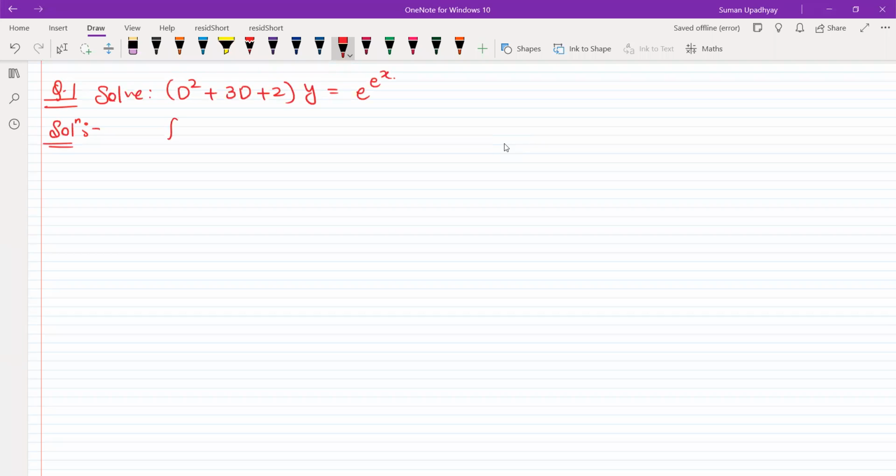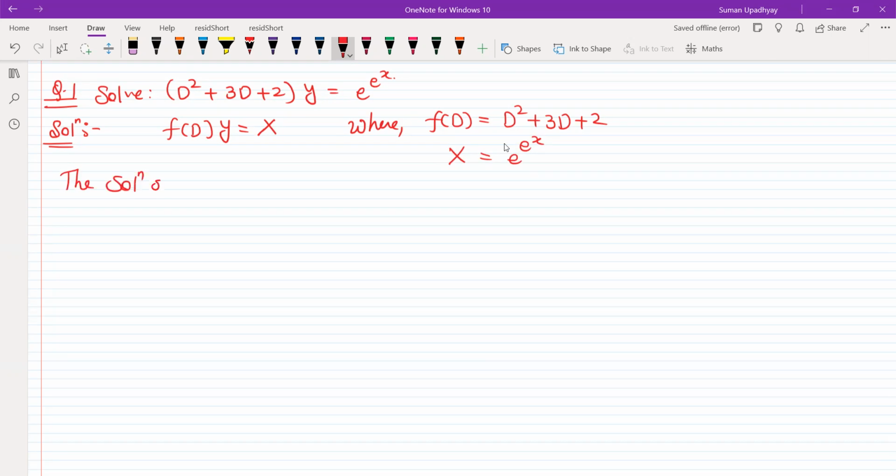So what is the form of the given differential equation? It is of this form: f of D y is equals to capital X, where f of D is what? D square plus 3D plus 2. Correct, this is your f of D. And what is the capital X? It is e raised to x. Now the solution is given by, what is the formula of the solution, students? It is yc plus yp, right?